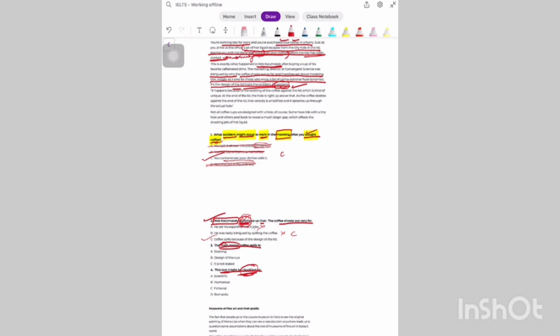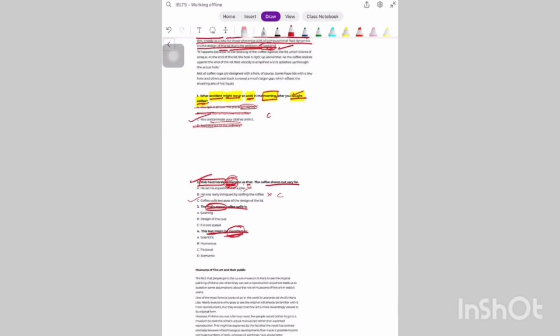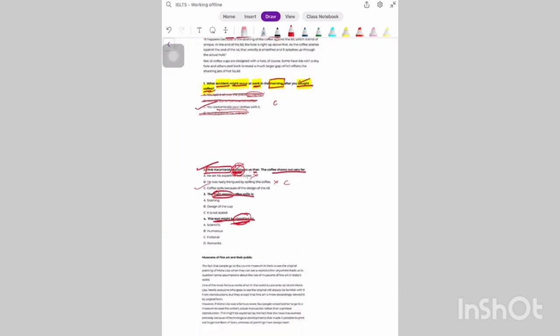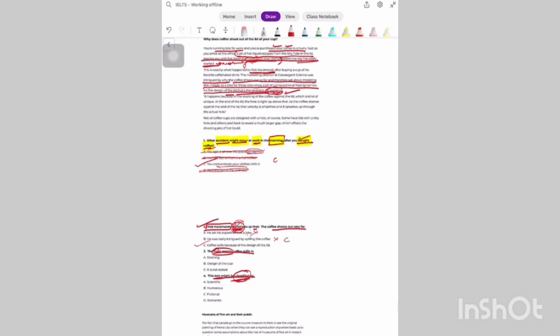The correct answer is the C one. You understand how they confuse you? The main reason of coffee spill is, the main reason of coffee spill is.